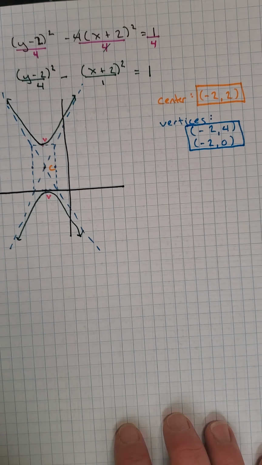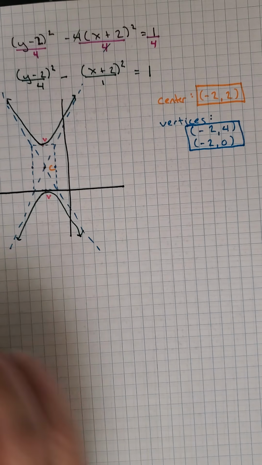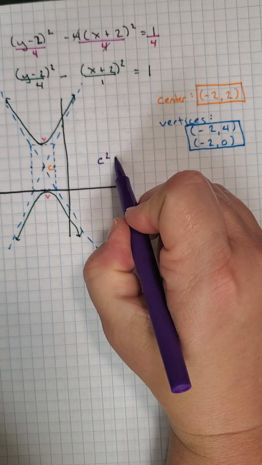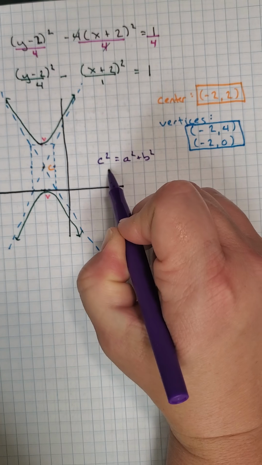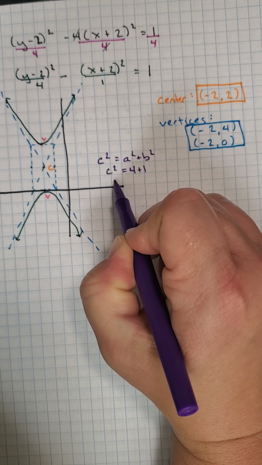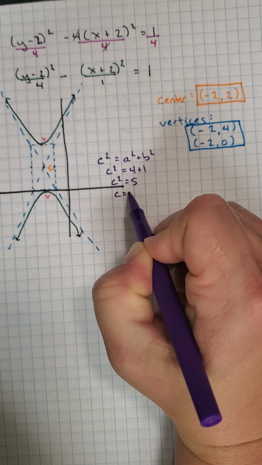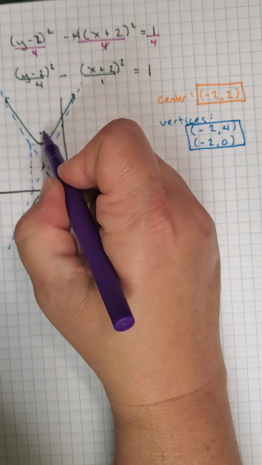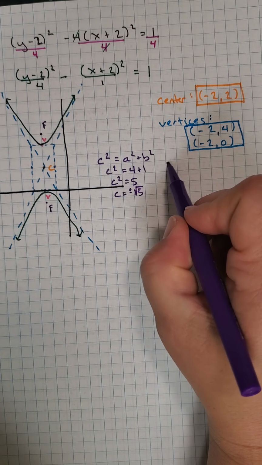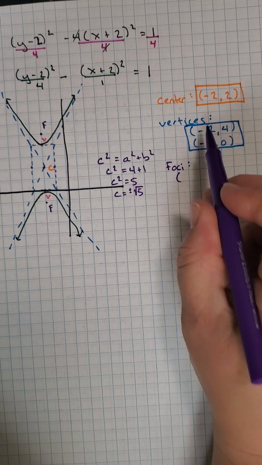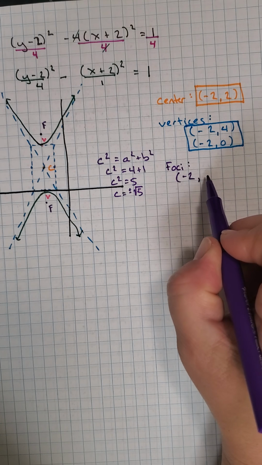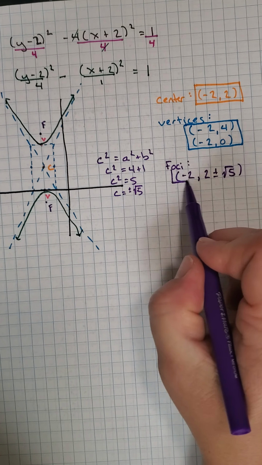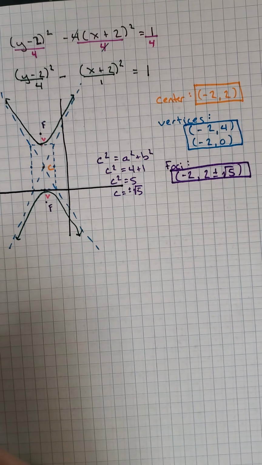Okay, let's see. Foci. We need to identify our foci, which means you need to know what C is. So with this equation, we have a minus for the hyperbola. So we'll have c squared equals a squared plus b squared. So c squared will equal 4 plus 1, or c squared equals 5. So c is plus or minus the square root of 5. So our foci will be up and down the square root of 5 from the center, not from the vertices. So our foci, the -2 will stay. So -2, and then it'll be 2 plus and minus the square root of 5. Okay, so that's our foci.